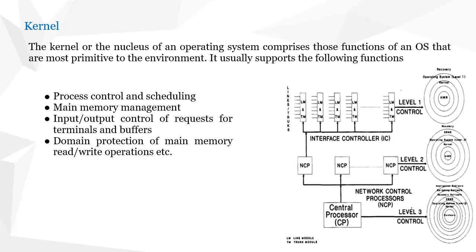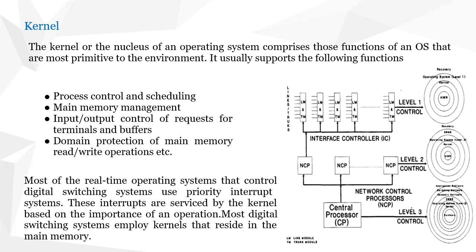What are the functions it supports? The first one is process control and scheduling. Second, main memory management. Input-output control of requests for terminals and buffers. Domain protection of main memory, read or write operations, and etc. You have already studied these concepts in your operating system course, so these are not new concepts for you. You already know this, but we are just refreshing it from the digital switching system perspective.